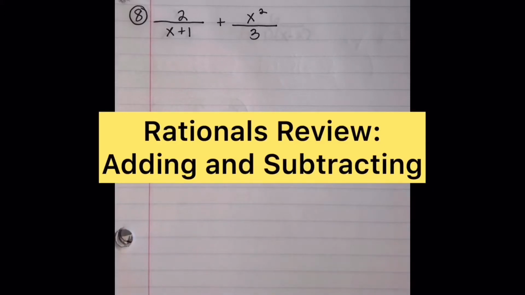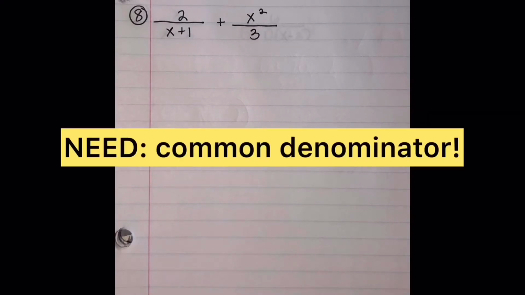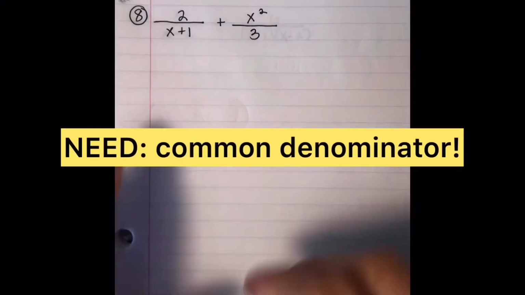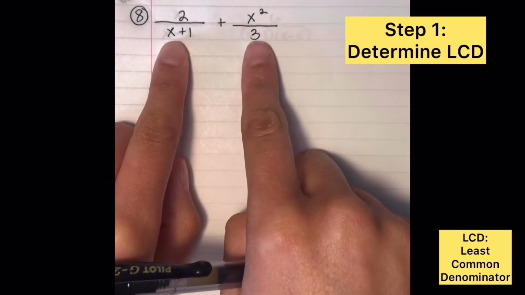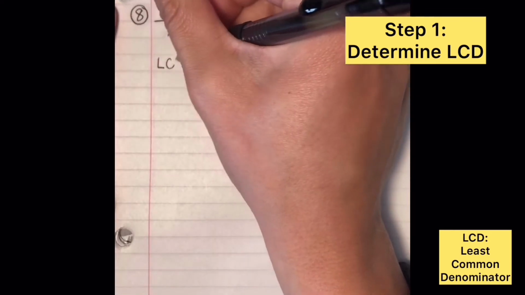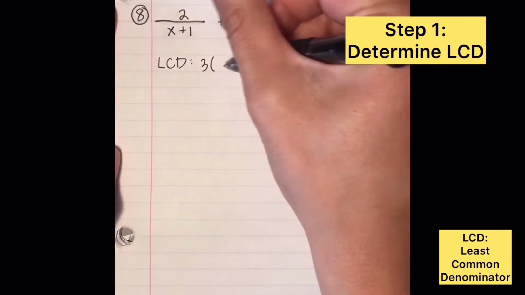All right, we are working a review for rational expressions. These 4 problems are adding and subtracting. In order to add or subtract something, they have to have a common denominator. So the denominator here is x plus 1. Here the denominator is 3. The least common denominator that we could turn both of these into would be 3 times x plus 1.